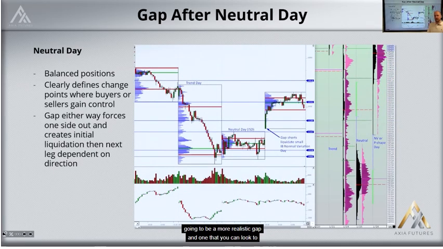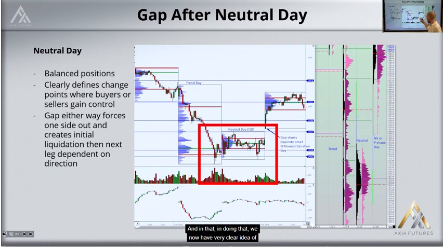Whereas here, this is going to be a more realistic gap and one that you can look to play straight off. So this is a cash session gap, looking at this in the DAO. This is one of these trades where you're going to play this in the cash session. And what we're looking at here is a neutral day. We talked about neutral days on day types, that this means we can go in either direction.